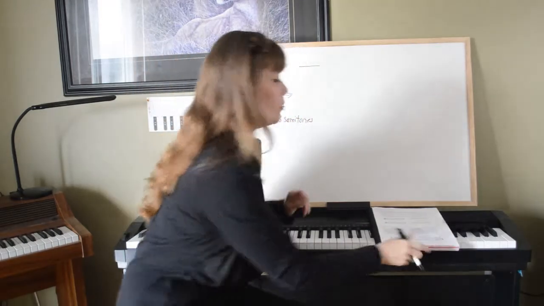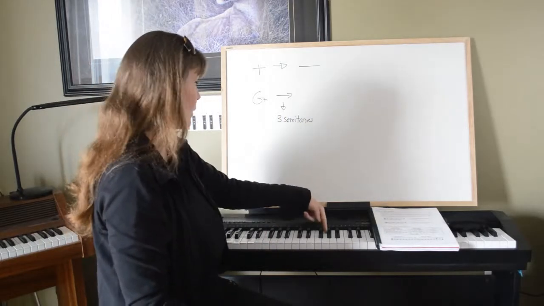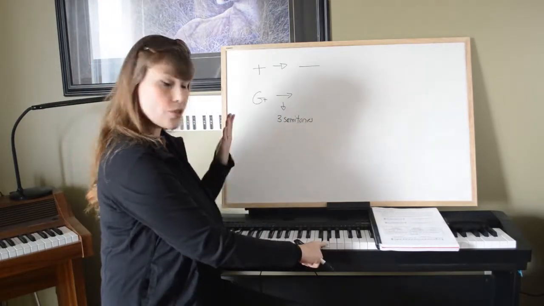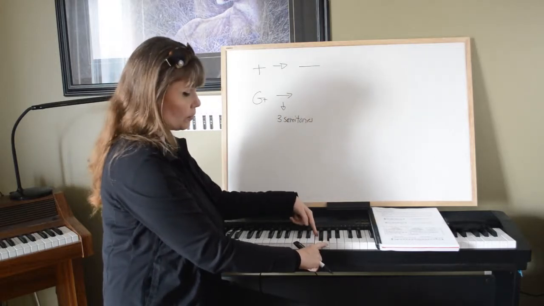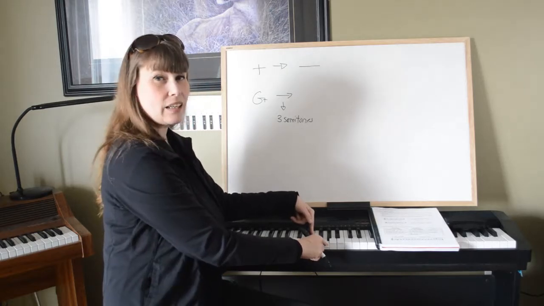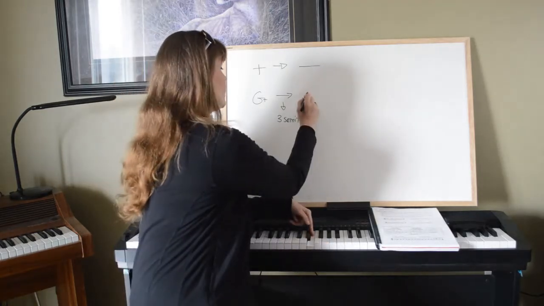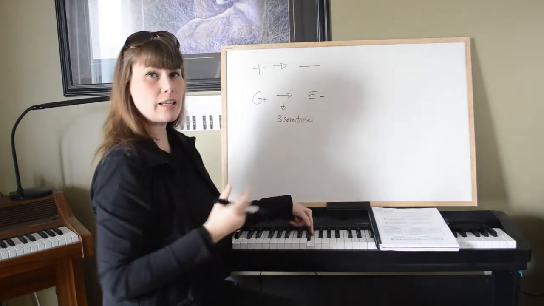So you may need a keyboard. If you're a pianist already, you'll have that keyboard in your mind. But if I'm starting on G, going backwards 3 semitones takes me from G to F sharp is 1, F sharp to F natural is the second, F natural to E is the third semitone. So the relative minor of G major is E minor.